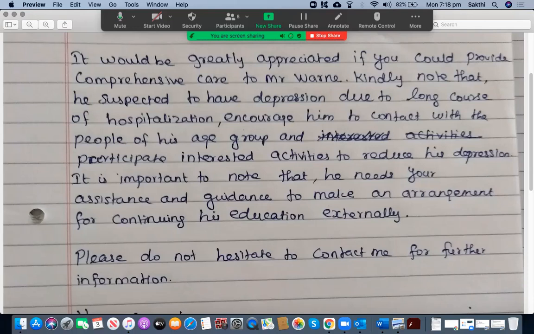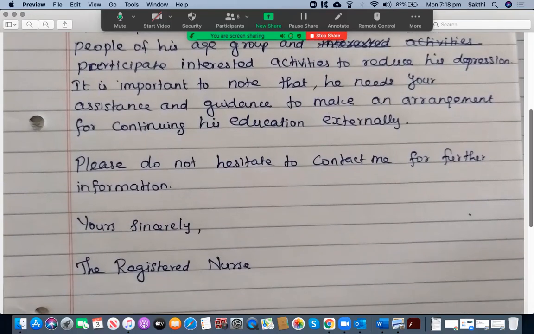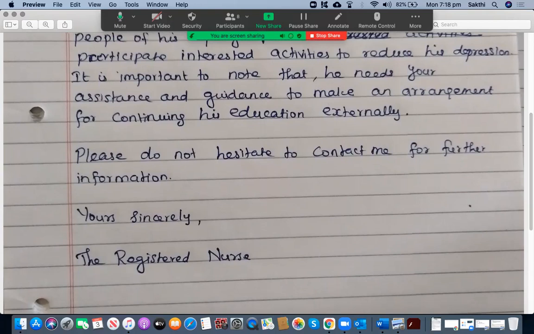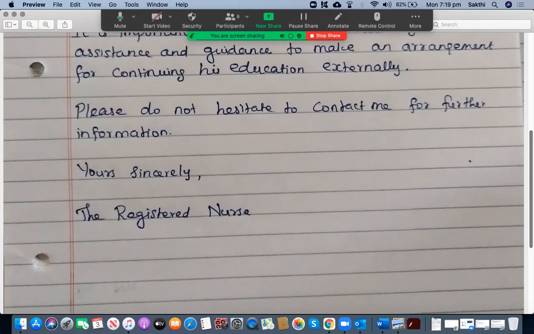This is how you should have used the passive voice. And this is wrong. This is wrong, so don't use this one. "He needs" is wrong. All right. Guidance to make an arrangement for continuing his education externally. That's all right. Please do not hesitate to contact me for further information. That's good. You are sincerely the registered nurse. Everything else is all right. I'm happy with that.